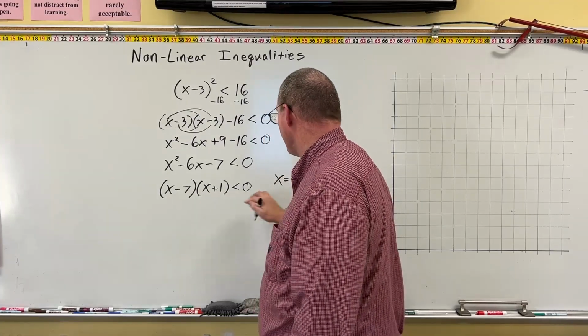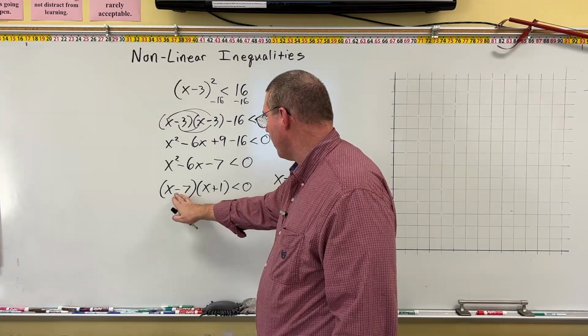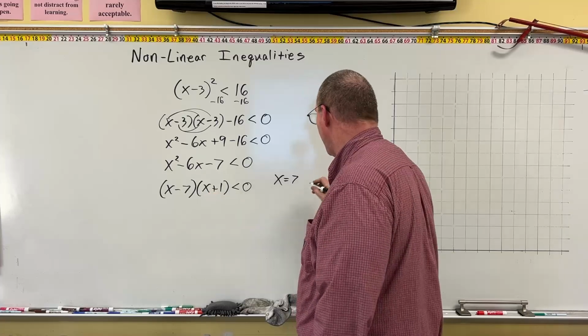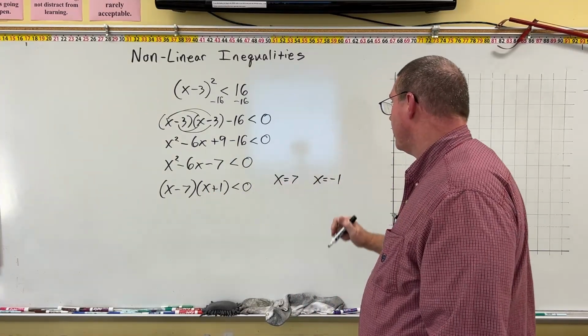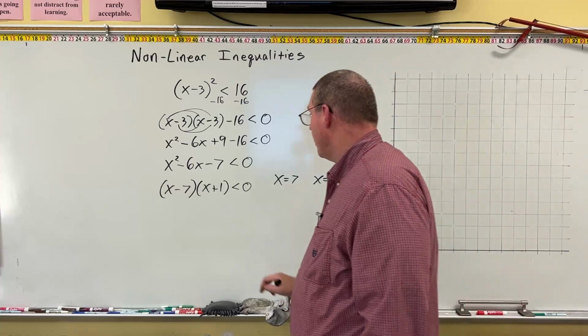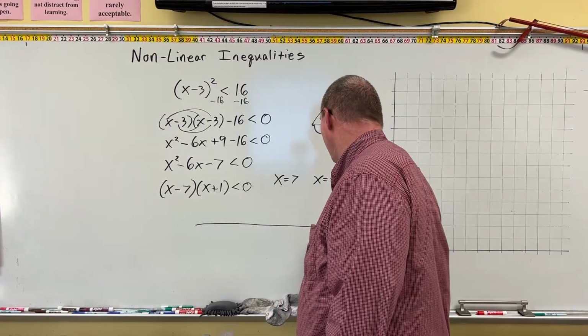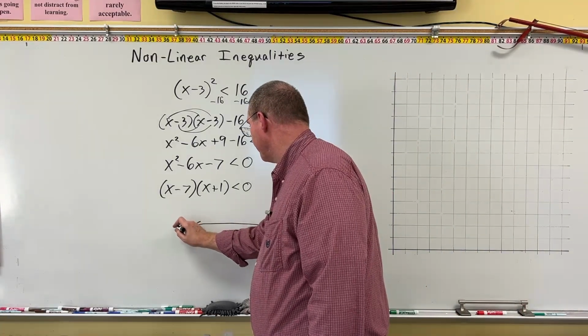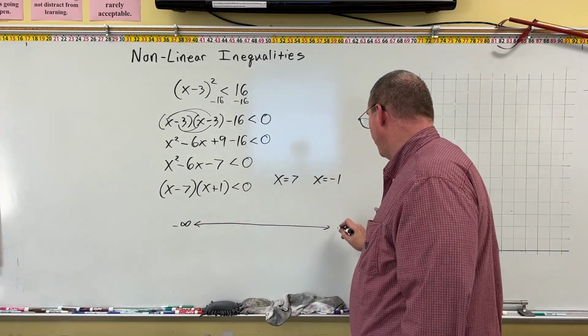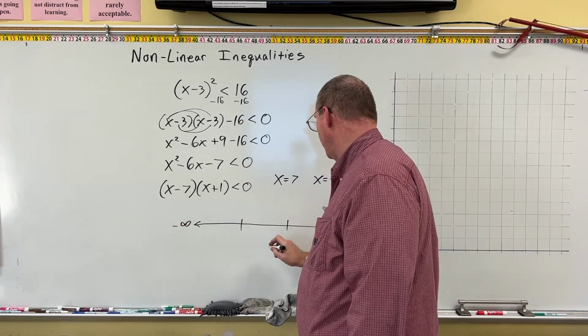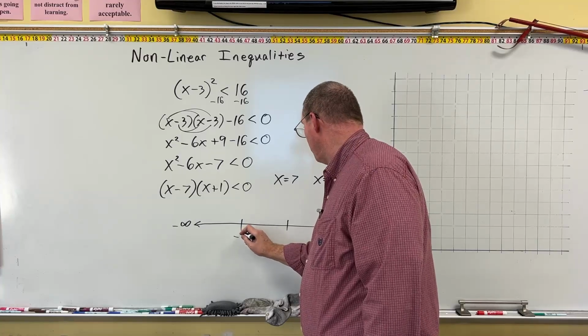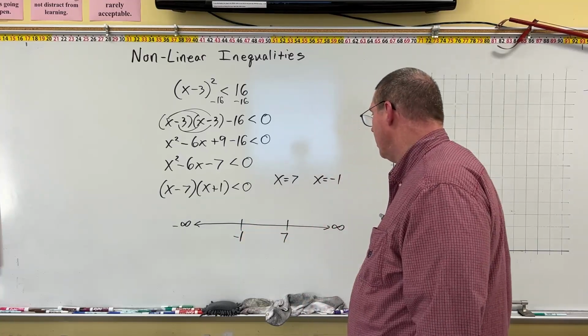Remember how I said you can solve these by reversing the sign here? x is equal to 7, and this one's going to be x is equal to negative 1. So our critical values are 7 and negative 1. And so now we just have to draw our sign chart, negative infinity up to positive infinity. We have two critical values, one here, one here. We'll put negative 1 here and 7 here.